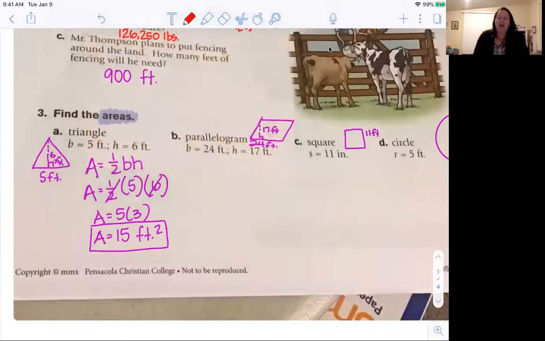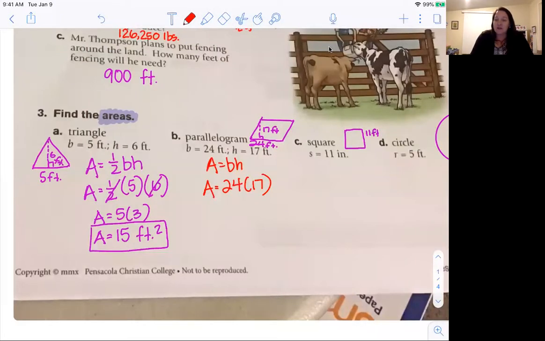And move on to B. I have a parallelogram that we've already drawn. What's the formula for the area of a parallelogram? If you said area equals base times height, awesome job. Give yourself a high five, virtual high five, okay? Area equals 24 times 17.